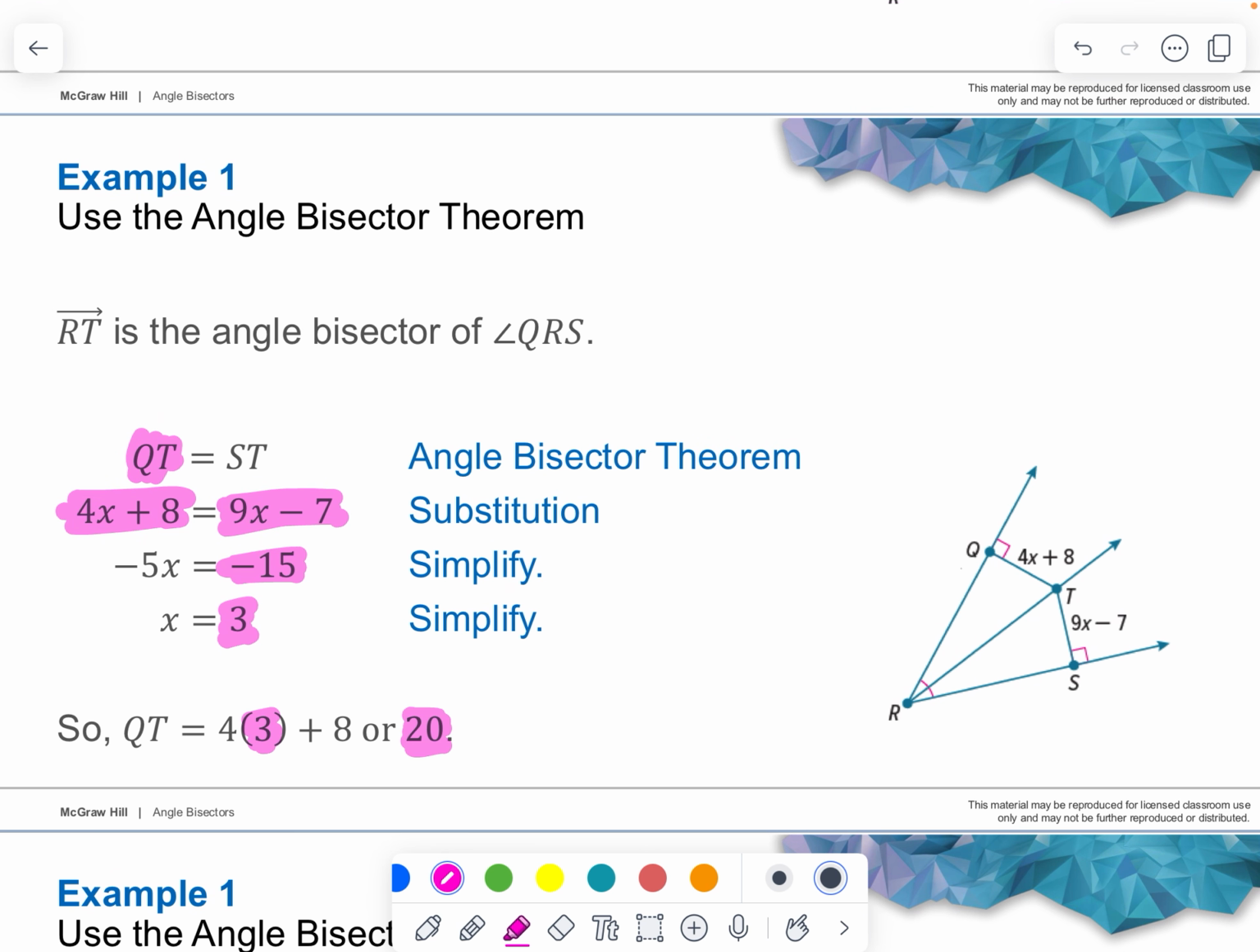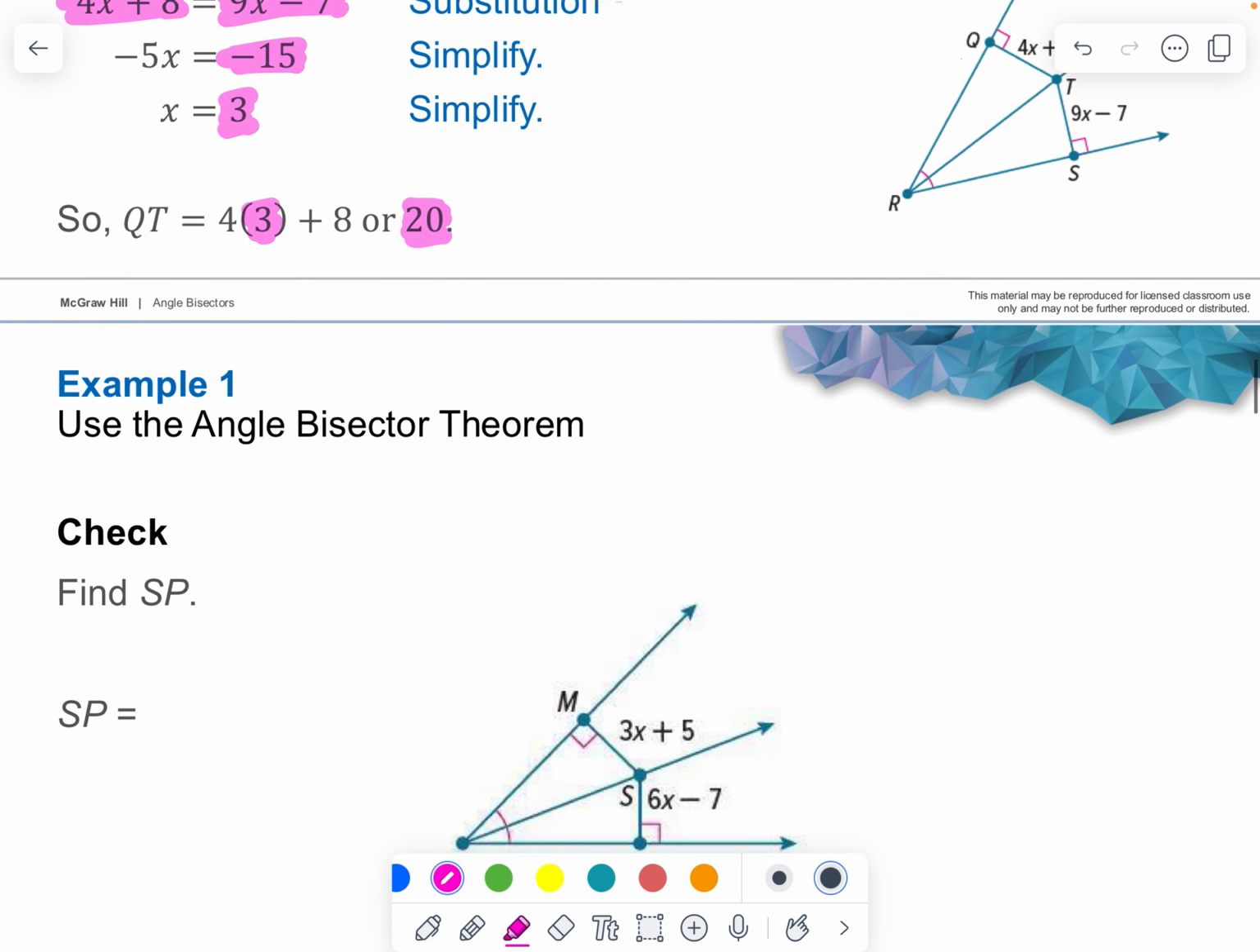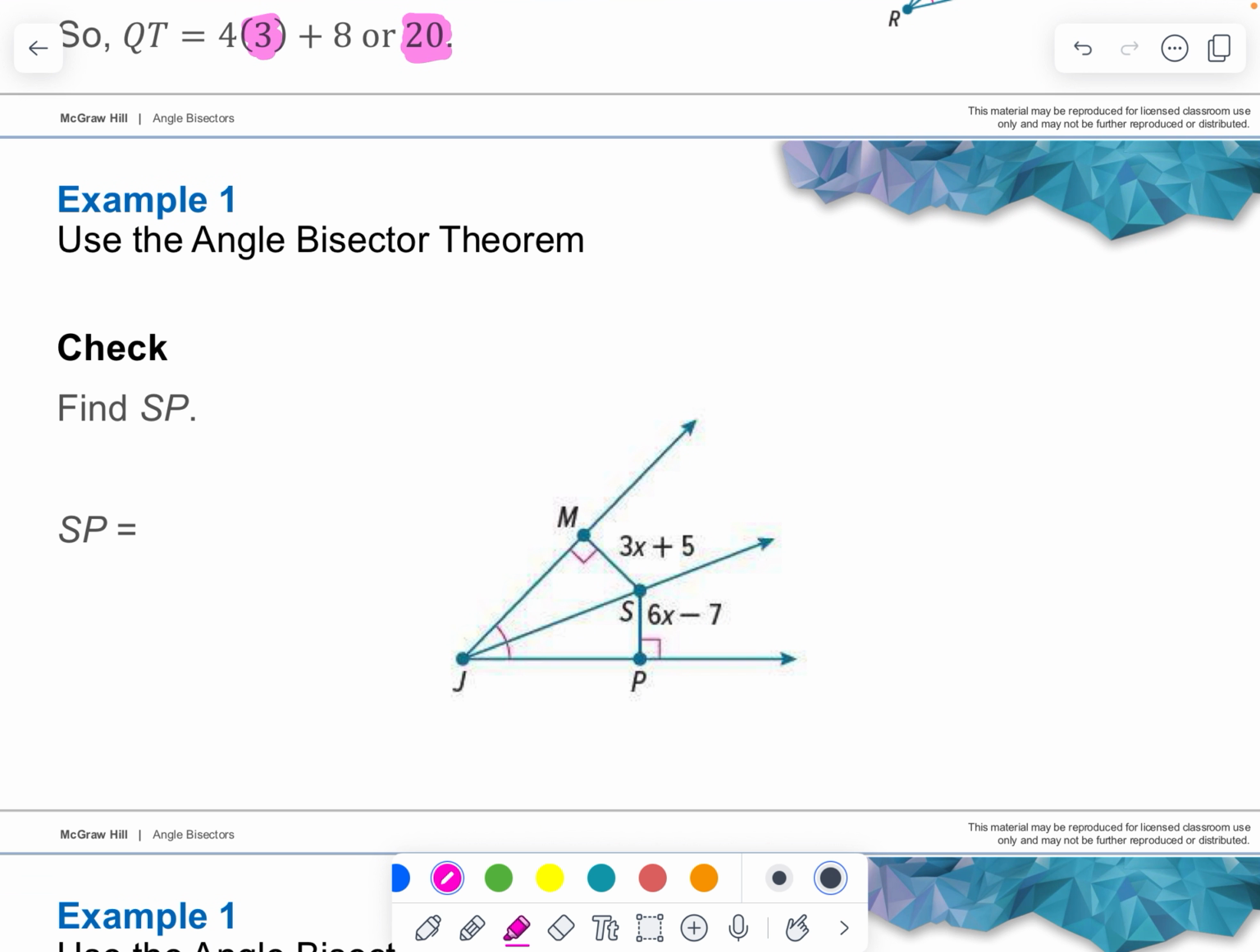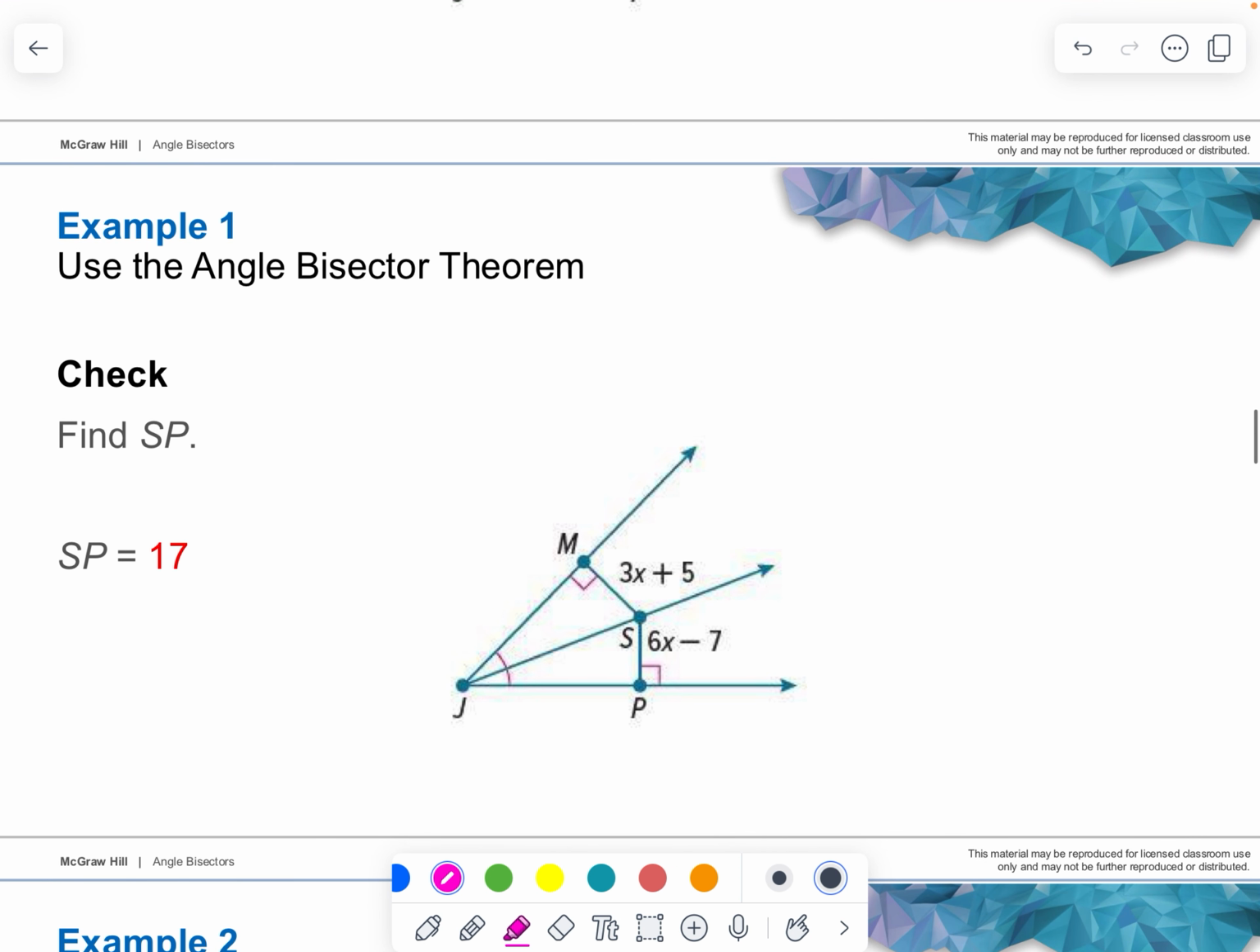Now let's go ahead and check that. You try it now. Here's your problem. Go ahead and take a minute and then pause me and try it. Right, did you get that SP was 17? Hope so.